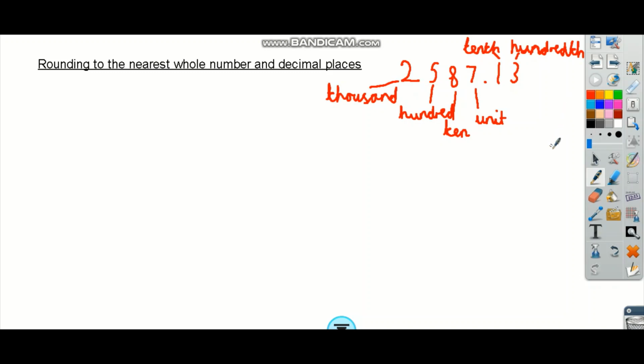Hello, my name is Vithik, and today I'm going to teach you how to round a number to the nearest whole number and to decimal places.